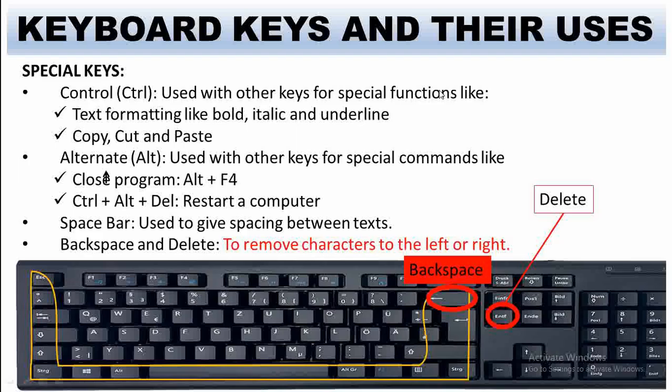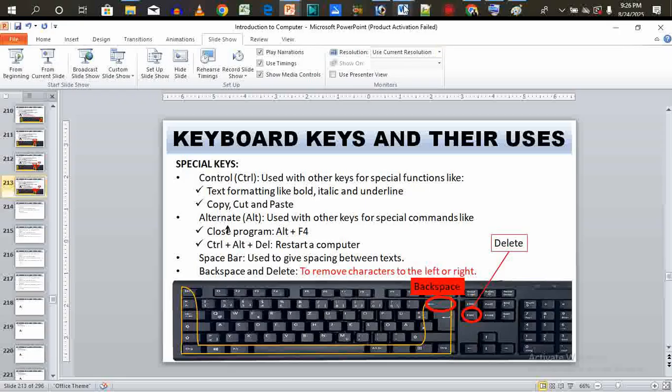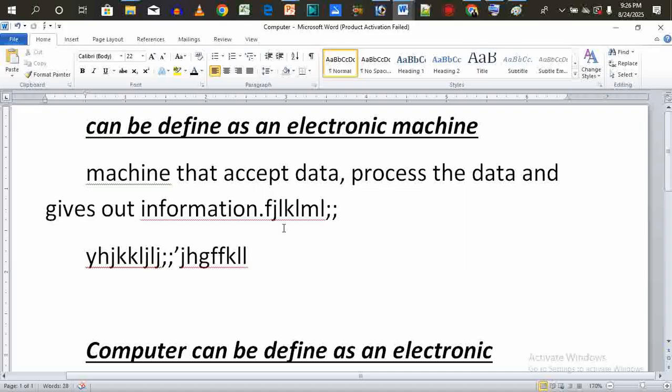To remove characters to the left or to the right: if we want to remove characters to the left, we use Backspace. If we want to remove characters to the right, we use the Delete button. What do I mean by removing characters to the left and right? So let's go back to our Microsoft Word. Let me bring my cursor here. You can see the cursor blinking. At the back of the blinking cursor, that's where we have that. At the front of it we have accept.